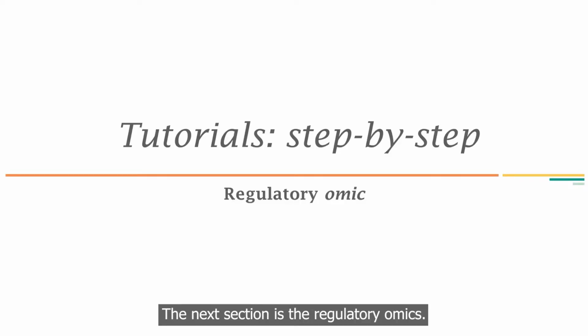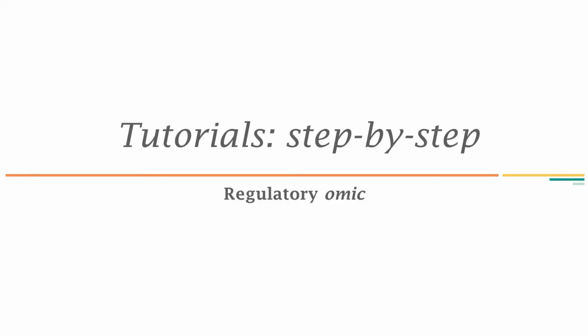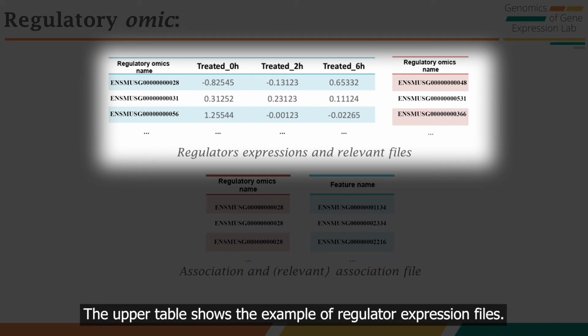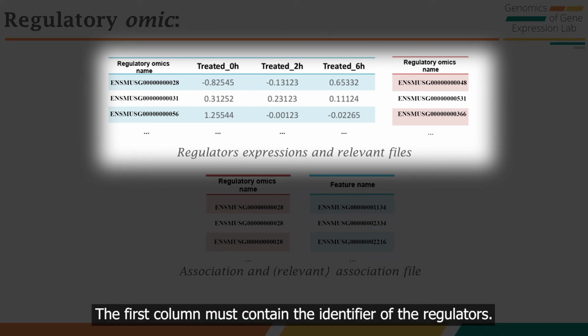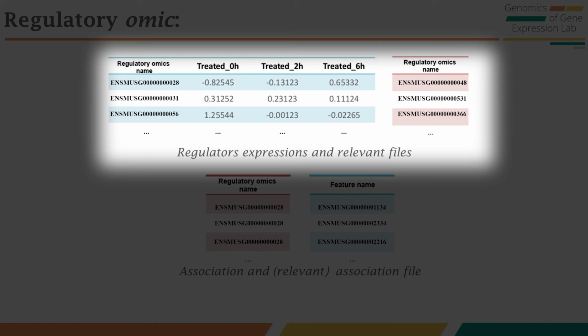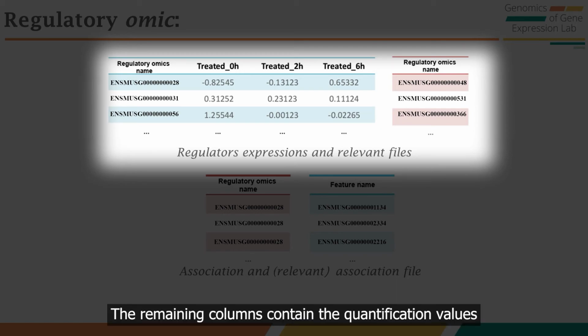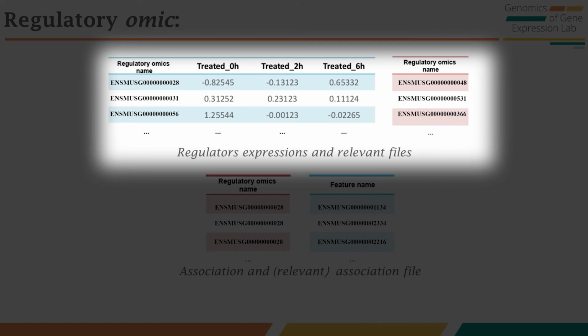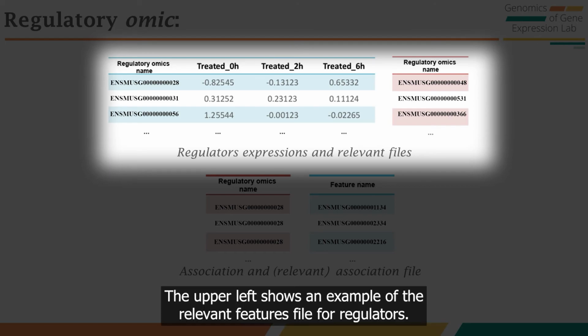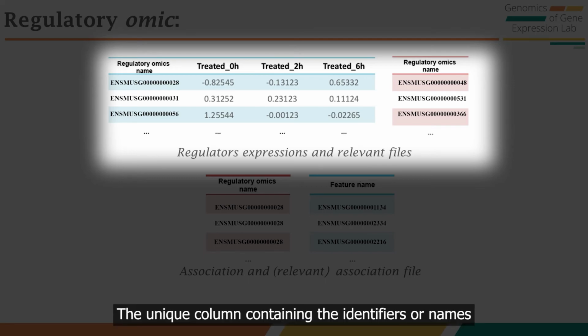The next section is the regulatory omics. The upper table shows an example of regulator expression files. The first column must contain the identifier of the regulators. The remaining columns contain the quantification values for each sample in the experiment, preferably on a logarithmic scale. The upper left shows an example of a relevant features file for regulators: a unique column containing the identifiers or names for all significant features in the experiment.